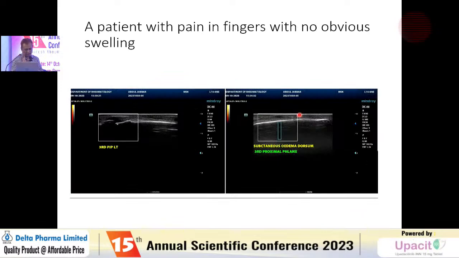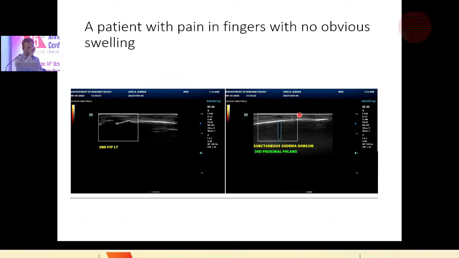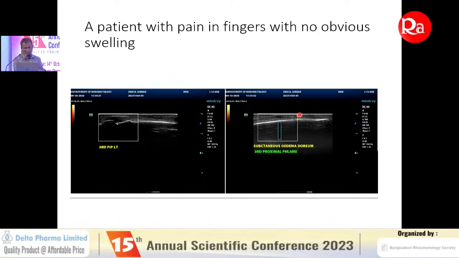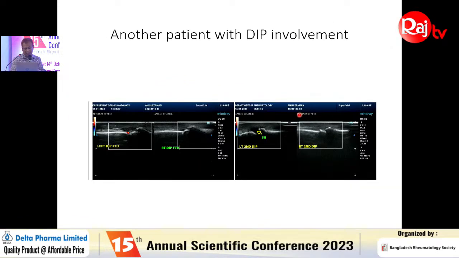And a patient with this type of pain in the digit came to us. We identified mild synovial hypertrophy with subcutaneous edema and some dots of fluid in the tendons and also in the subcutaneous tissue. And we diagnosed the patient, clinically suspected and sonographically suspected. And we took the history, and that patient was a case of psoriatic arthritis. Now, what is the message?